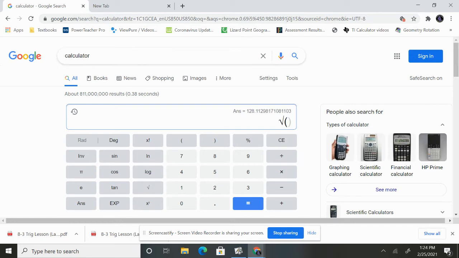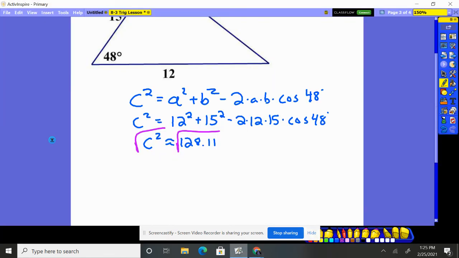Square root of that, I think it'll give the answer there. No, square root of that: 128.11, so forth, is 11.3, let's say. So we can come back here and say, hey, that means C is approximately 11.3. That's all I have to do.